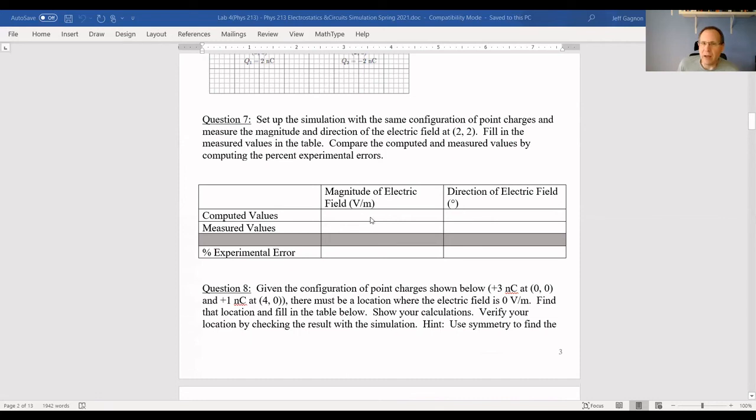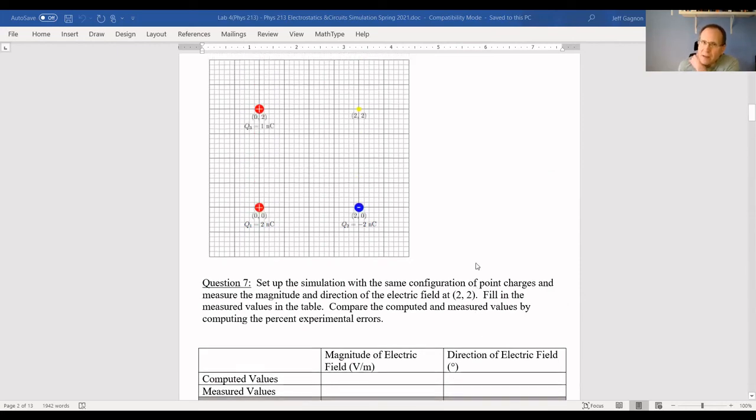You have the computed values, right? The magnitude and direction of that electric field. Then you have the measured value from the simulation, the magnitude and direction. And you want to compare them by computing the usual percent experimental error. Okay, so that'll take a little time to actually do the calculation, because you have to compute 3 electric fields due to each of these charges, and then add them all together to get the total electric field at that location (2, 2).